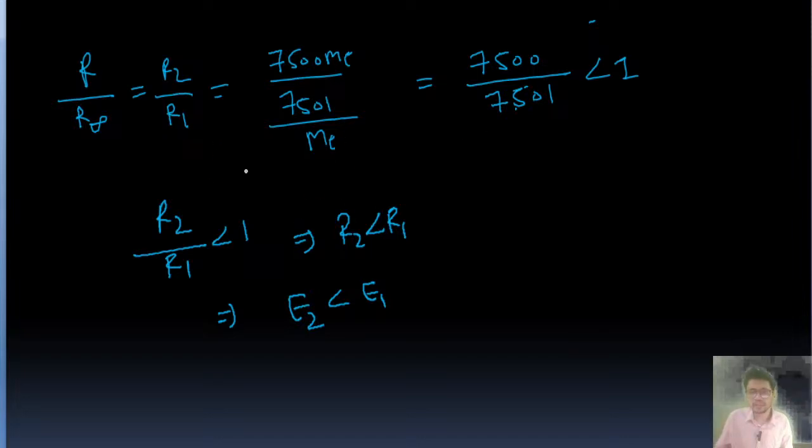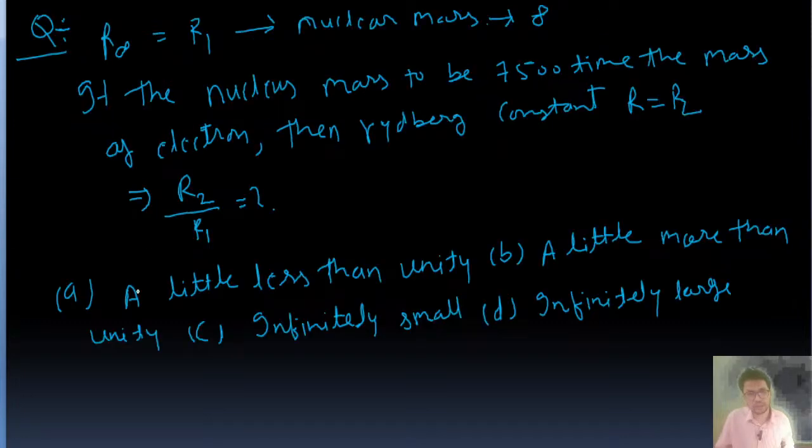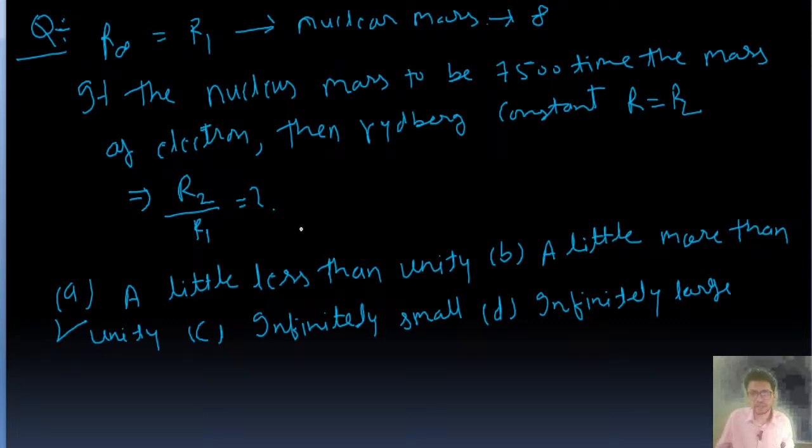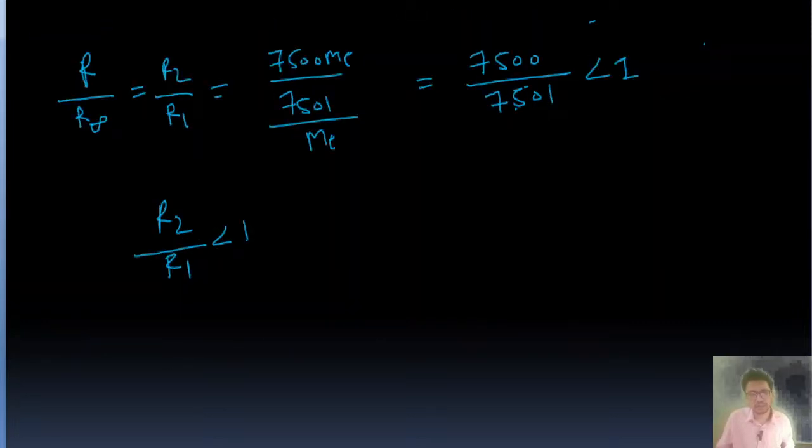So you can see, here the ratio is 1, right? This ratio is a little less than 1. This is the different thing. This is the formula, but according to the question, this ratio is less than 1, right? So which option is matching? Option A is matching. That is a little less than unity. Of course, it is a little less than unity, because if you calculate it, this value is going to be almost equal to 0.99, right? So R2 upon R1 is a little less than 1. That is what is asked, right? So a little less than unity. So option A is the correct answer.